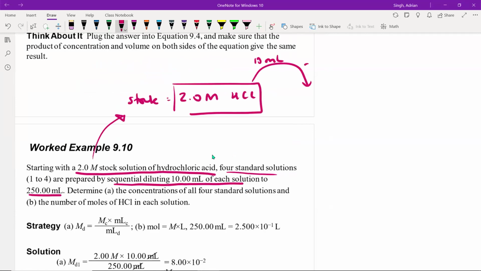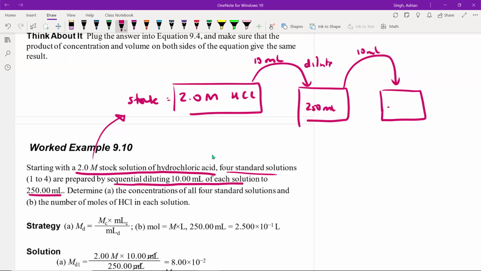Okay, and we're going to dilute this to, what does it say, 250 mils. And then we're going to take 10 mils out of that, dilute that to another 250 mils. Then we're going to take 10 mils out of this and dilute that to 250 mils, etc. So again, we're taking our stock solution, we're diluting it by taking 10 mils each time from the new diluted solution to make the next one in the series.